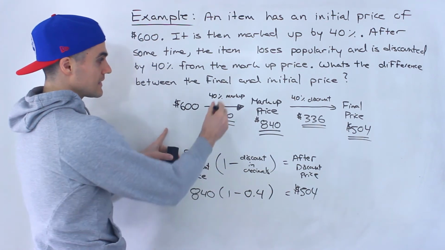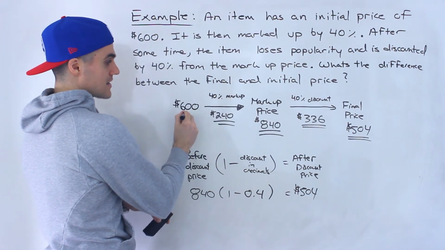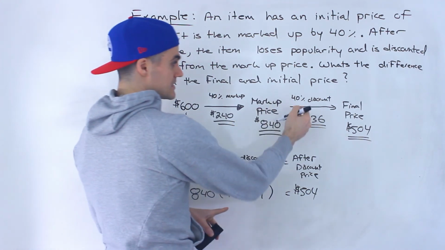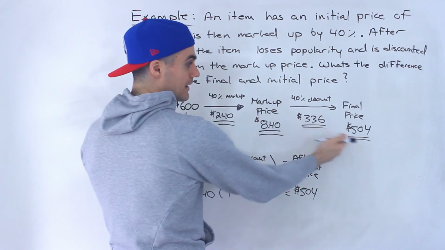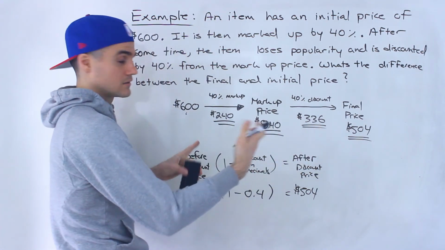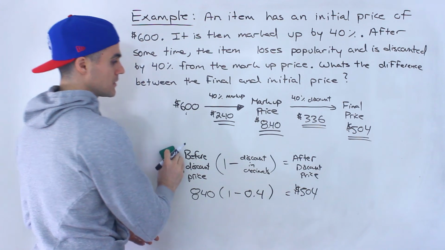All right, so notice here the 40% was based on the 600, and the discount was based on this. The 40% was based on this. And that's why these are different, and that's why these end up being different and not the same. So you got to be careful.